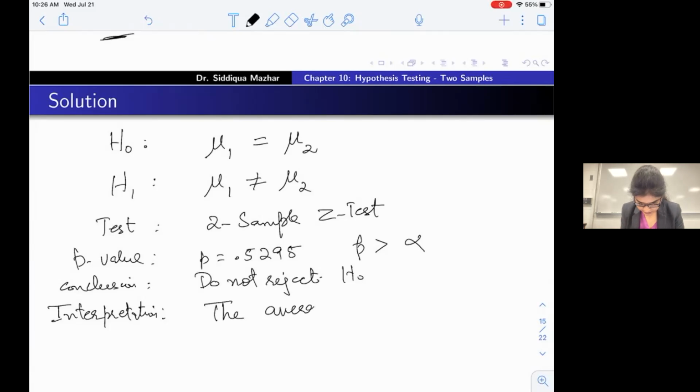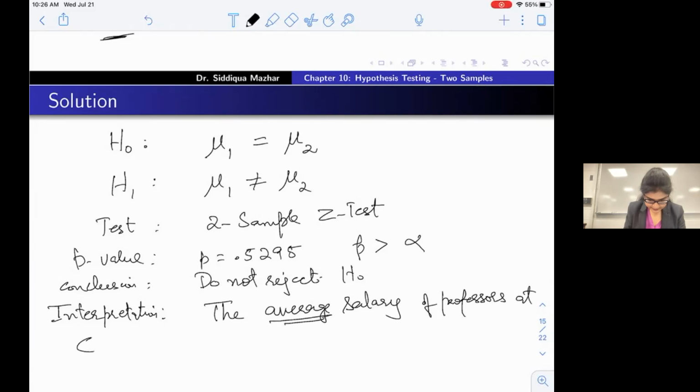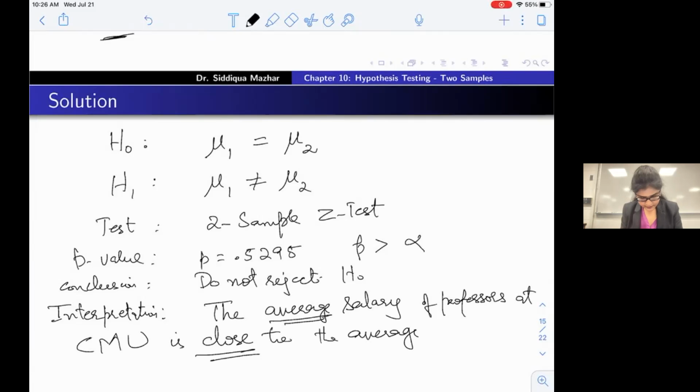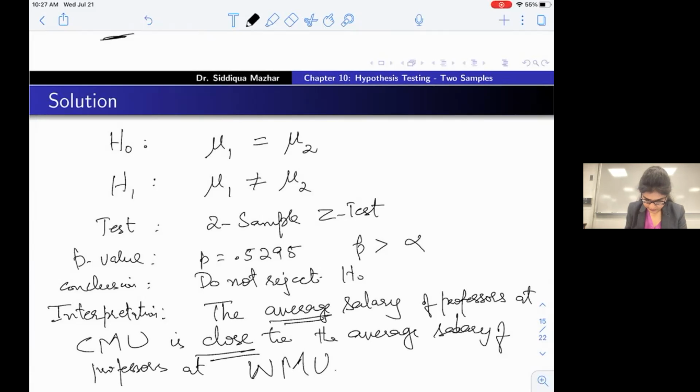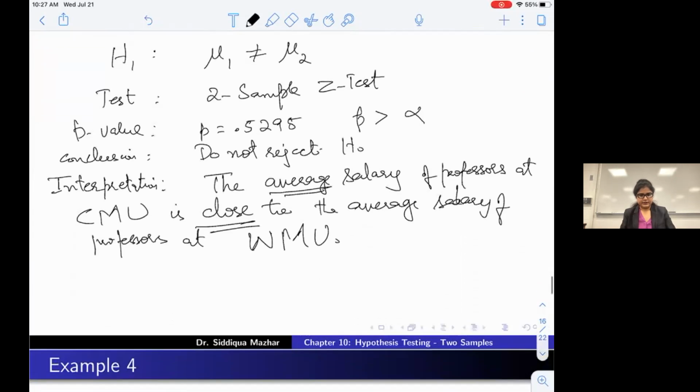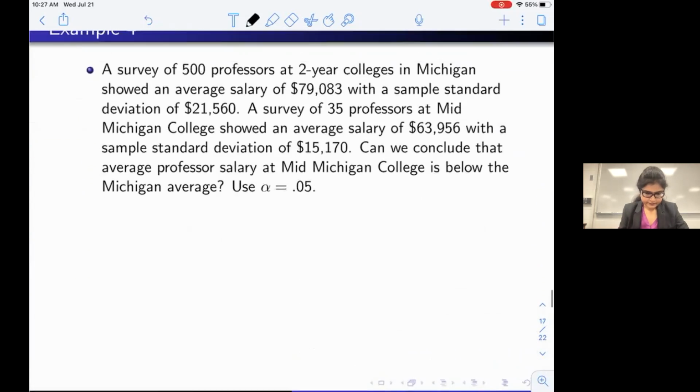The average salary of professors at Central Michigan University is close to the average salary of professors at Western Michigan University. So here is my interpretation.